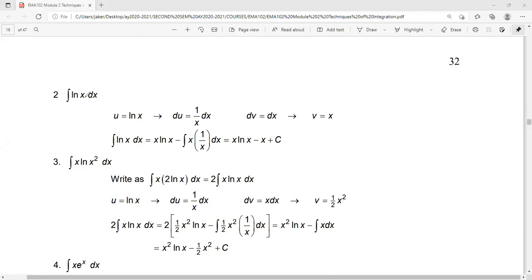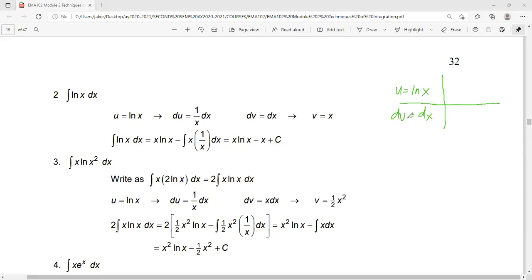This is the integral of ln x dx. There's no polynomial here, class, right? So since there is no polynomial here, what you're going to assign as your u is the function itself. Okay? What you're going to assign as the u is the function itself. So again, I will have my u as the ln of x, and my dv, of course, is the dx.